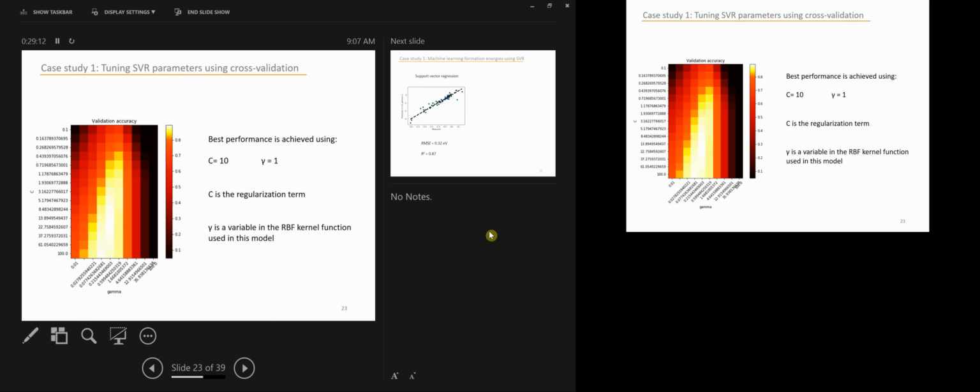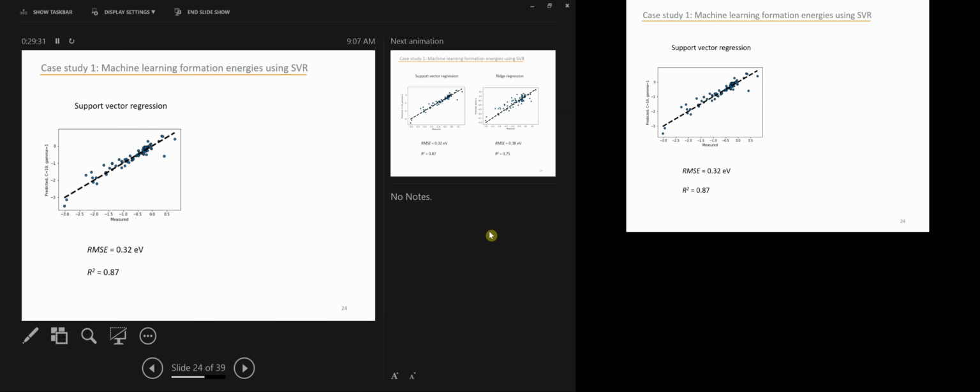So here, I use the cross-validation method alongside the support vector regression to optimize for cost and gamma value. And here, the color bar is an indication of the validation accuracy. So it turns out that the best value for C is 10, and the best value for gamma is 1. So using this parameter, I went ahead and used support vector regression.